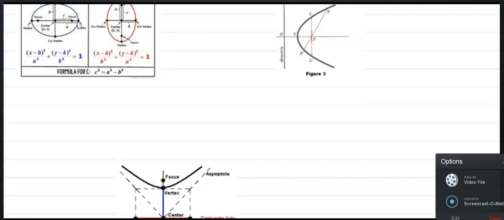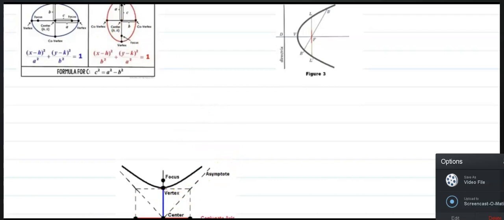If you take the ellipse, and its equation is (x minus h) whole square upon a square plus (y minus k) whole square upon b square is equal to 1. These two are the vertex. Again, these are the vertex. These are the covertex.